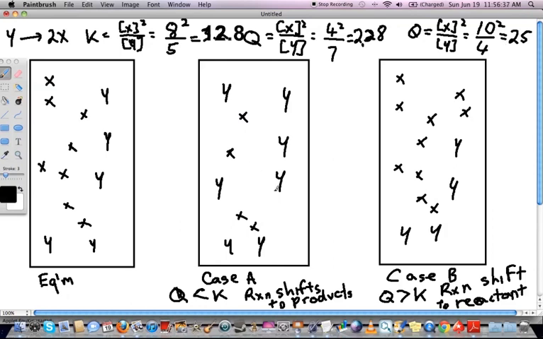Alright, so if Q is less than K, then the reaction will shift to the products so that the value of Q can become closer to K. If Q is greater than K, then the reaction will shift towards the reactants so that Q can become closer to K. Remember that Q's aim will always be to get to what K is.